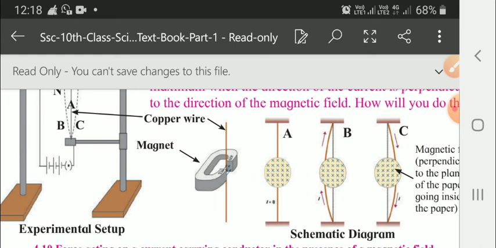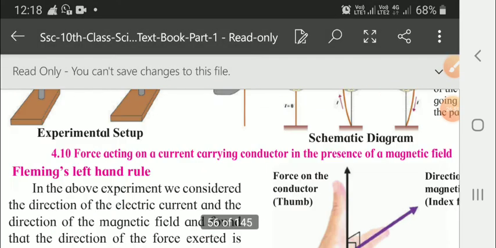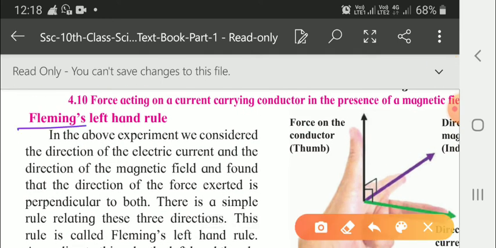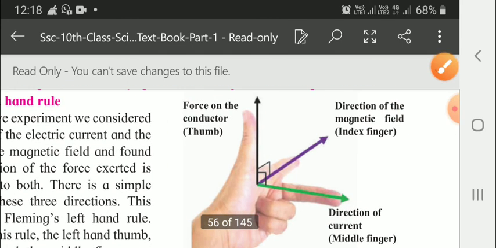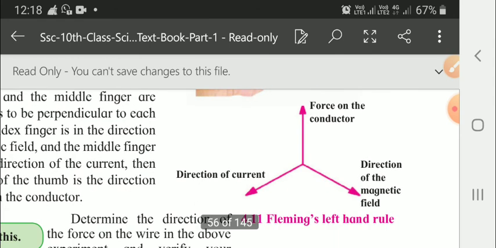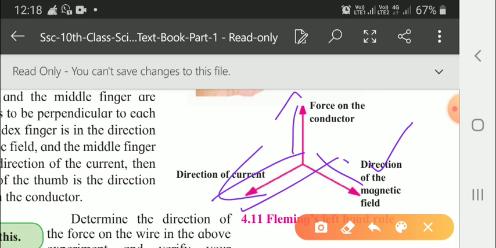So now we'll start with Fleming's left hand rule. You can see here this. So here we'll see the diagram, children. This is the diagram for that. So this is an important diagram, children. You have to learn it. Here this way it is shown the force on the conductor. This is the direction of magnetic field, and this is the direction of electric current.